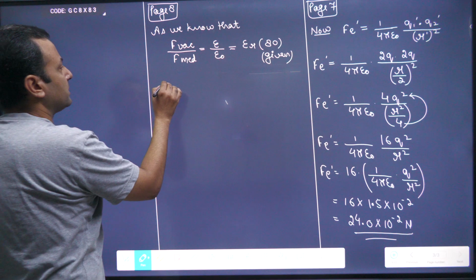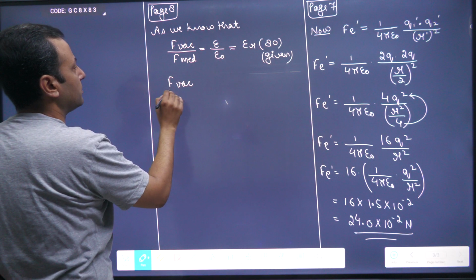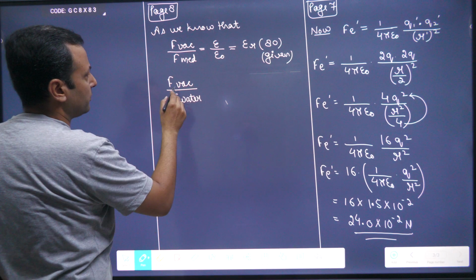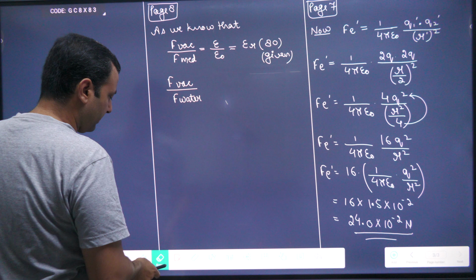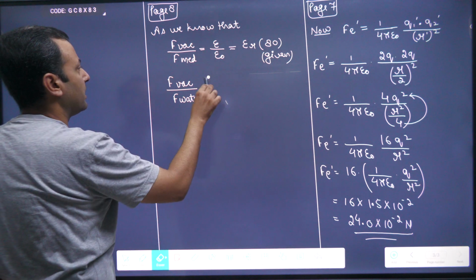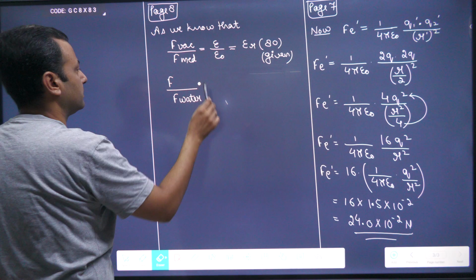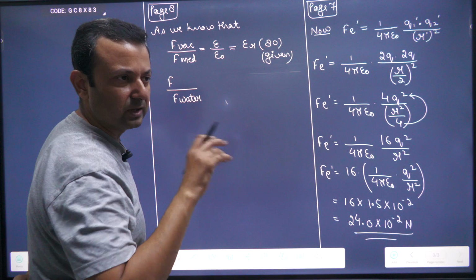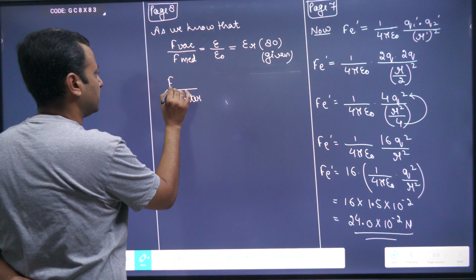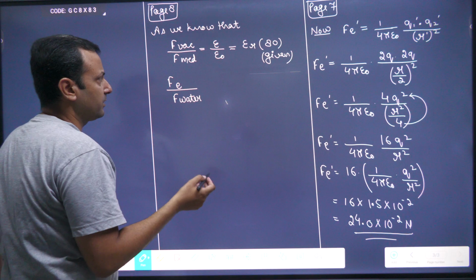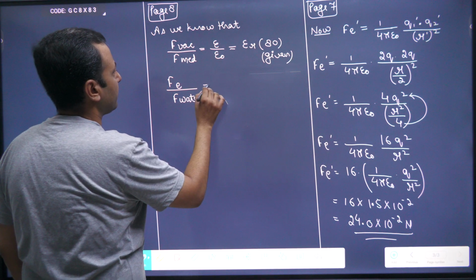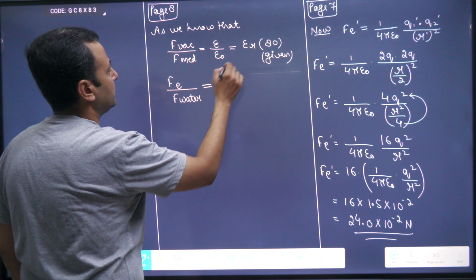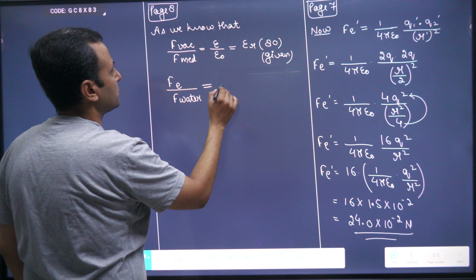Now here F vacuum upon F medium. F medium is F water. And F vacuum is normally Fe. When both the charges were kept in vacuum, means free space or air, then we have taken that force as Fe. Are you listening, Anusha? Yes, sir. Okay. Fe upon F water is equal to 80.